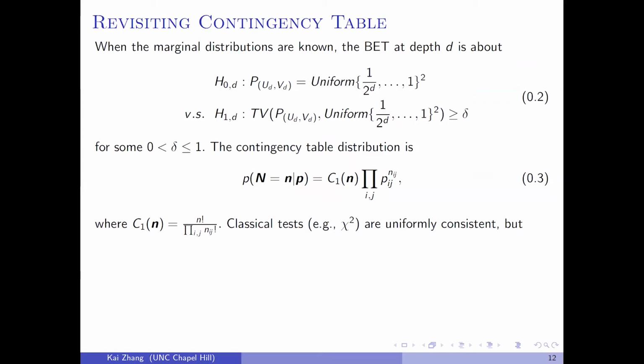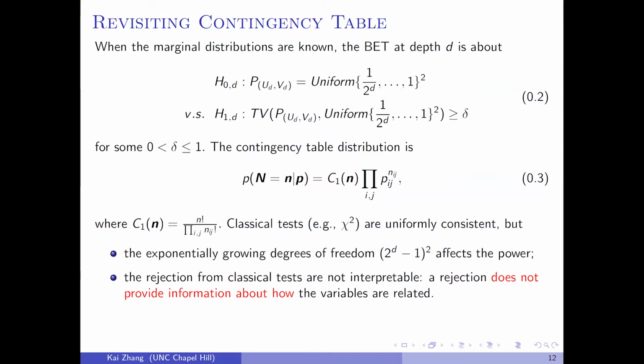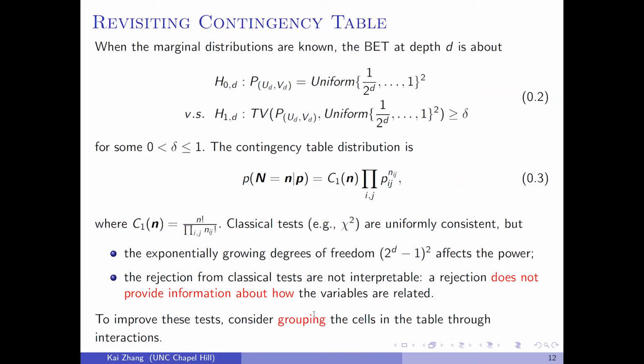But why shouldn't we use the chi-square test? Two reasons. Firstly, the degrees of freedom of the chi-square test is (2^d − 1)², which is growing exponentially, and that could affect the power. Secondly, the interpretation of the chi-square test is not clear. That is, even if we can obtain a small p-value from the chi-square test and can claim X and Y are dependent, we don't know how the two variables are dependent. So these are some limitations of classical tests that we propose to improve upon.